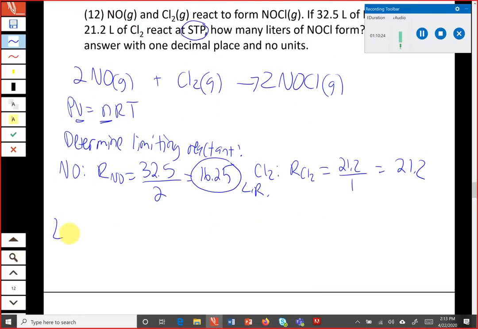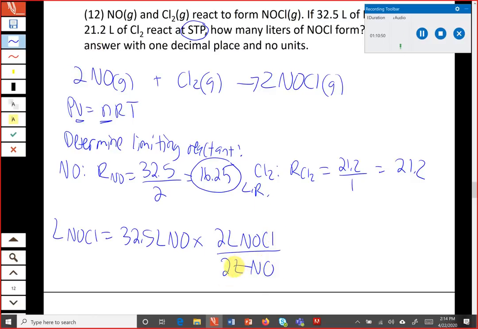We're looking for how many liters of NOCl form, and we start with the limiting reactant, 32.5 liters of NO, and then we can use the mole ratios as volume ratios, because that's going to be true for a gas phase reaction. So what we find is that 2 liters of NOCl are going to form for every 2 liters of NO that react. They both have coefficients of 2. And so if we react 32.5 liters of NO, which is our limiting reactant, we will also form 32.5 liters of the product NOCl. And this would be the answer we would enter in, 32.5.